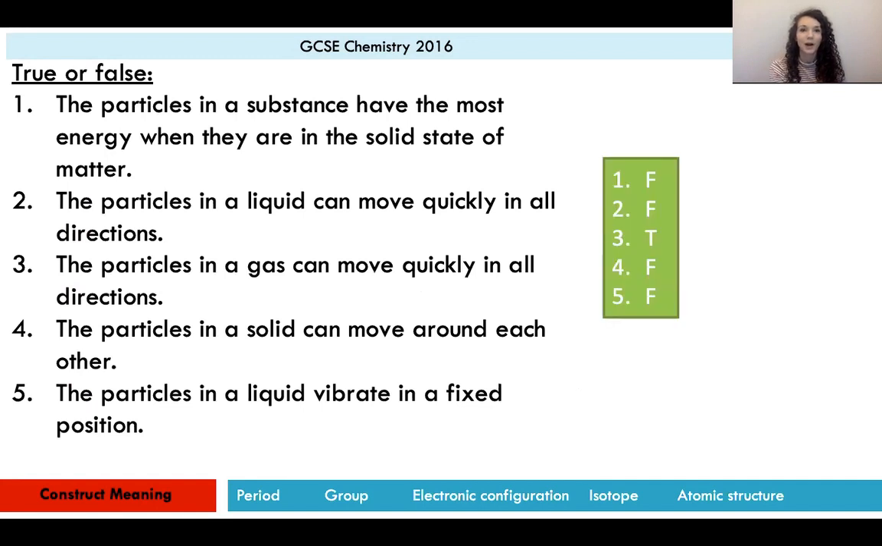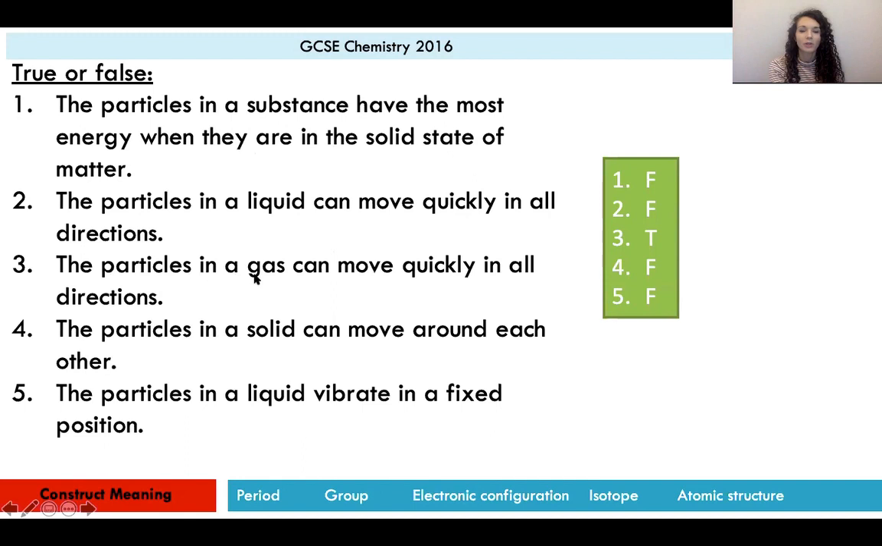Brilliant, well done. So the particles in a substance that have the most energy are in the solid state of matter. That's false, isn't it? We know from what I've just said and from watching the video that particles in a gas have the most energy. That's why they're moving around so quickly. Number 2, the particles in a liquid can move quickly in all directions. That's false. They can move, but they can only slide over each other, can't they? Because they are still touching. They can't move around lots like they can in a gas.